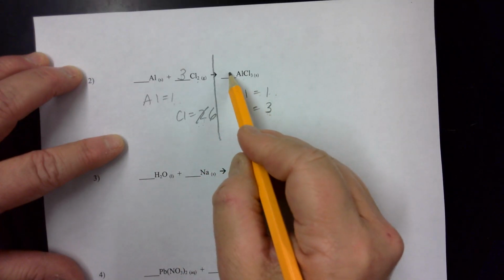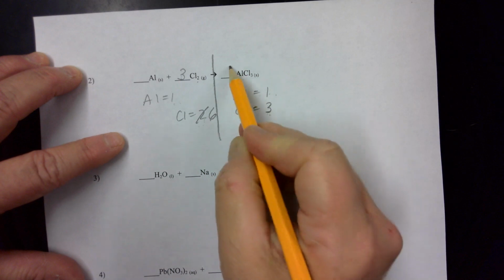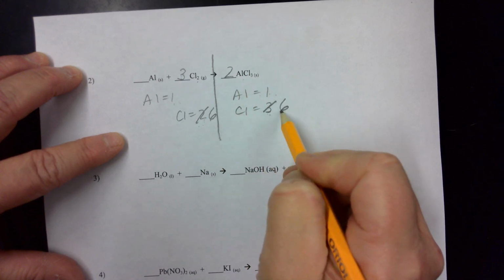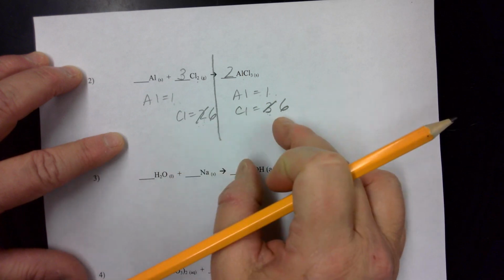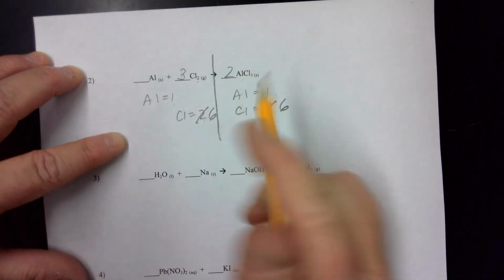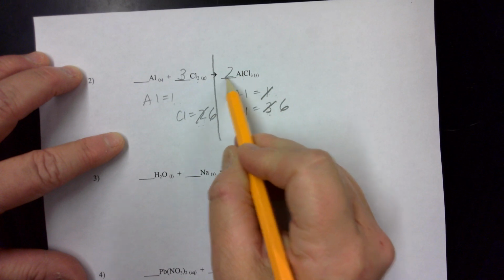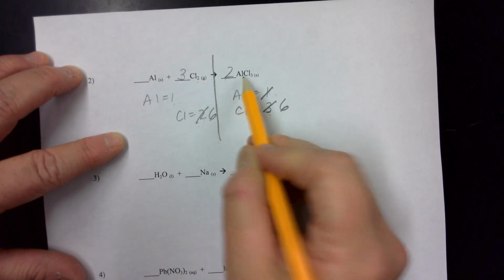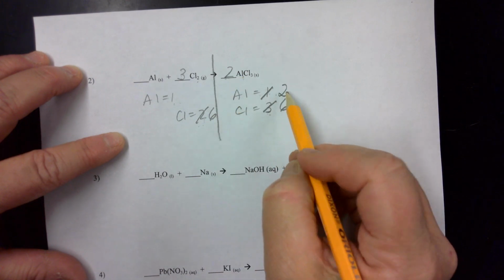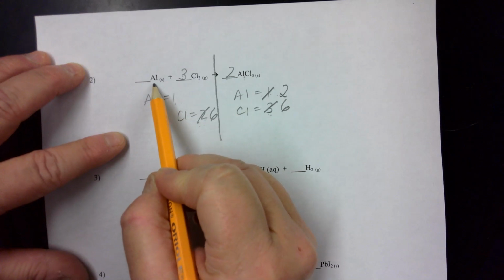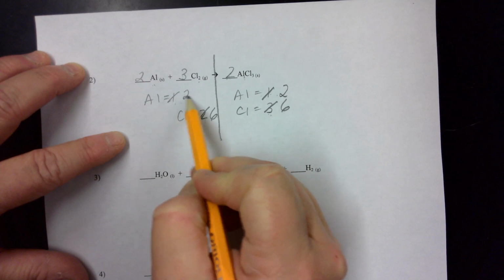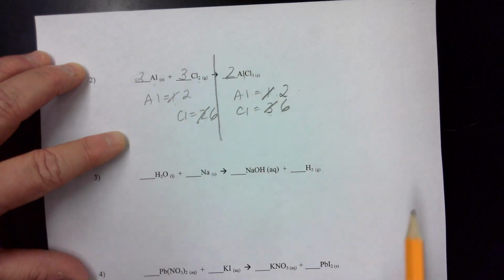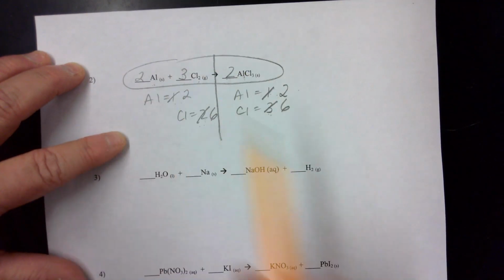What can I multiply this by in order to get 6? Well, if you said 2, you'd be correct. That'd give you 6 chlorines, right? So while I did this, the chlorines are now matched, but the aluminums are not, because when I did this 2, coefficient of 2 in front of the aluminum, I now have 2. But that's an easy fix over here, because aluminum is all by itself, so all I need to do is put a 2 in front of the aluminum, and I see now that everything is balanced. So there's your balanced equation.